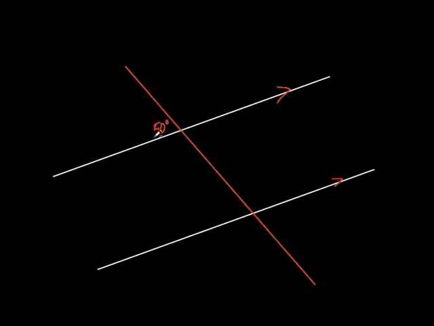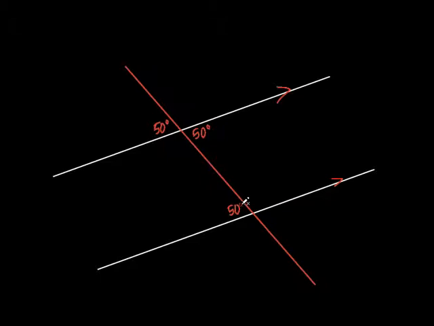Here's 50. What's the easiest? The easiest for me is to look at this one right here. This is going to be 50. Why is that going to be 50? Give me reasons to back up everything you say. Because they're what? They're vertical angles. Very good. They're vertical angles, okay? What about this angle down here? That's 50 as well.